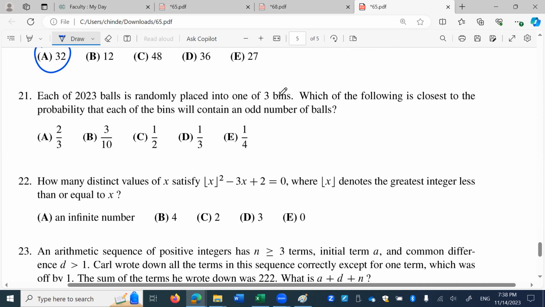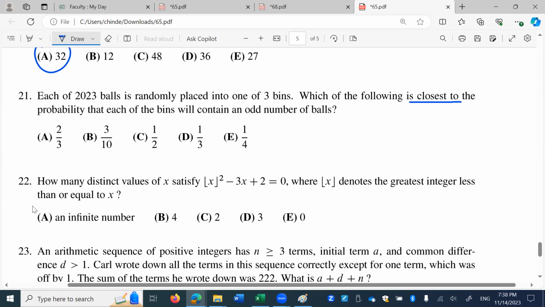2023 balls are randomly placed into one of 3 bins. I'll assume each placement is random. Which of the following is closest to the probability that each of the bins will contain an odd number of balls? Closest to is an interesting phrase on the AMC. It means that none of these numbers is probably exact. I'm going to think about it this way, and if we have time, maybe we'll come back and double check.